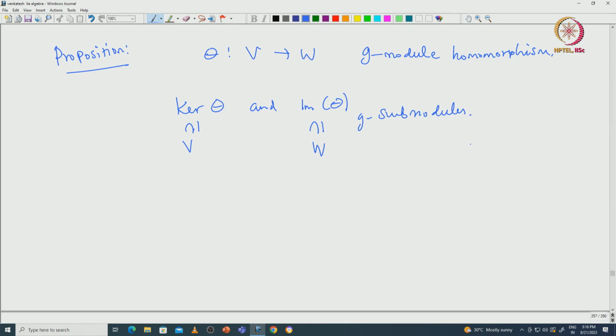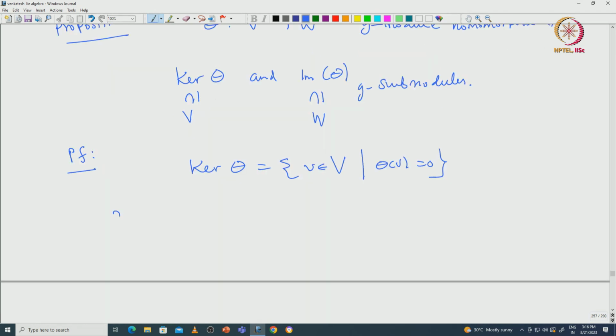Okay. So, let us check for the kernel. So, what is the proof? What is the kernel of theta? The kernel of theta is those V in capital V such that theta of V is 0. So, we need to prove that if I start with x in G and V in kernel theta, then if you apply x dot V, that should also be in kernel theta. So, this is what we need to check.